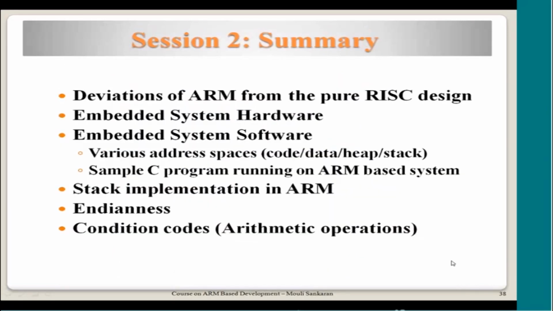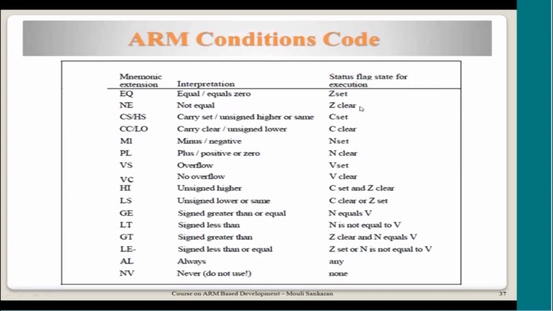So in this lecture, what we have seen is RISC design and how they are represented in embedded software, and we touched upon embedded hardware and software. Then we saw stack implementation in ARM, and we touched upon endianness as well as the condition codes. So we will be having some last sections associated with this to give you some exercises on how to interpret these flags.